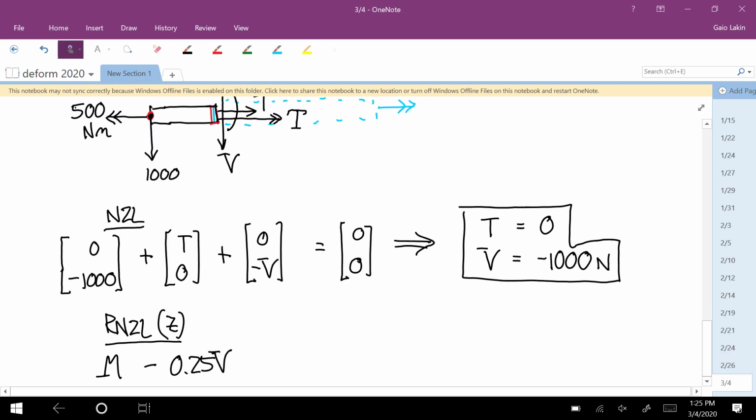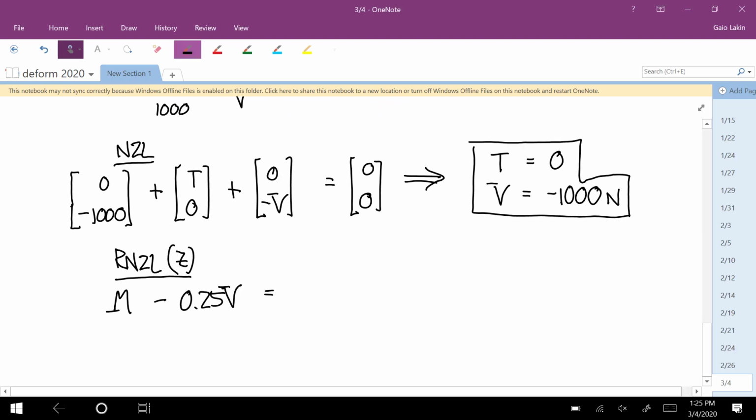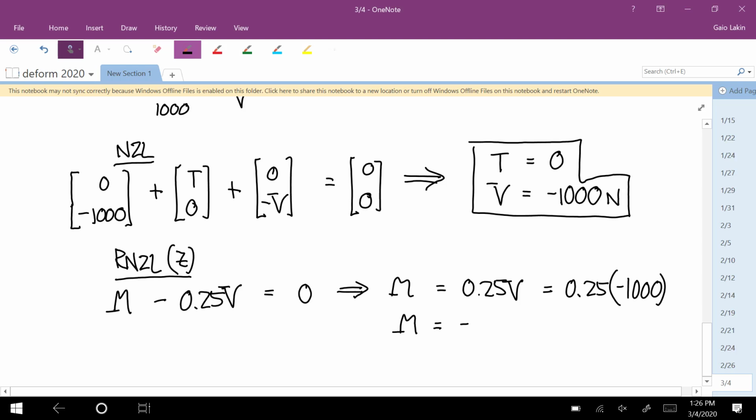Okay, so we got this. Then there's nothing else that produces moments about the z-axis, so that's equal to 0. And so this says that M is equal to 0.25 V, but we already know V from the step before. So that's 0.25 times negative 1,000. And so M is equal to negative 250. And this is in newton meters.